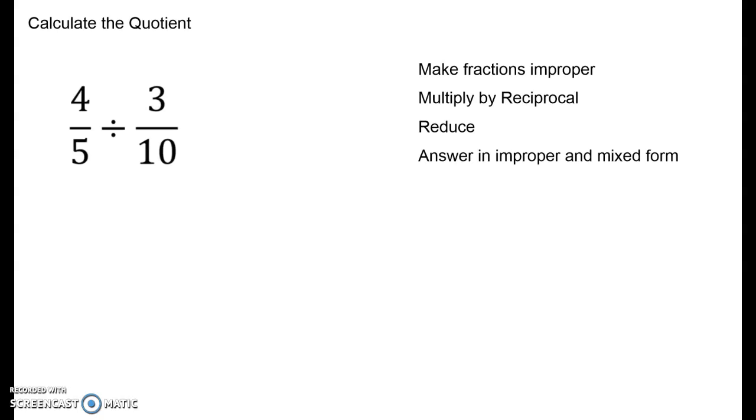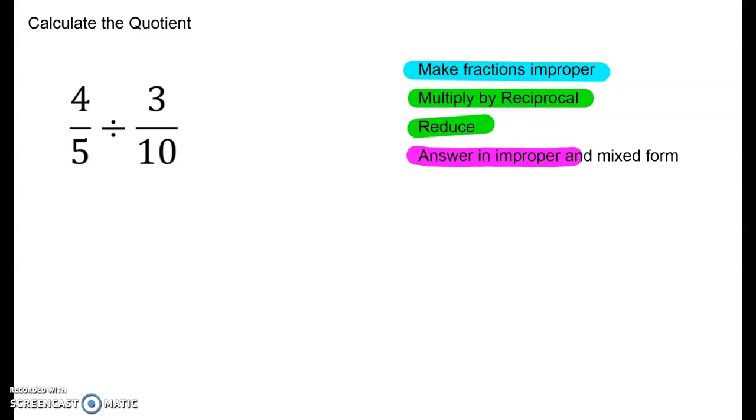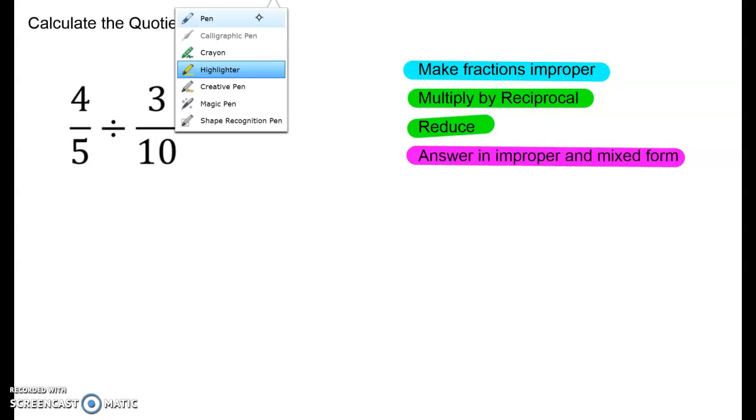Let's try here. So calculate this quotient. Remember, quotient means the answer when we're dividing. The steps we're going to follow to do this are given on the right. Number 1, if the fraction is mixed, we're going to make it improper. We are then going to multiply by the reciprocal. We are then going to reduce the answer, of course, and we're going to put our final answer as an improper fraction and a mixed fraction. All right, let's give this one a try.